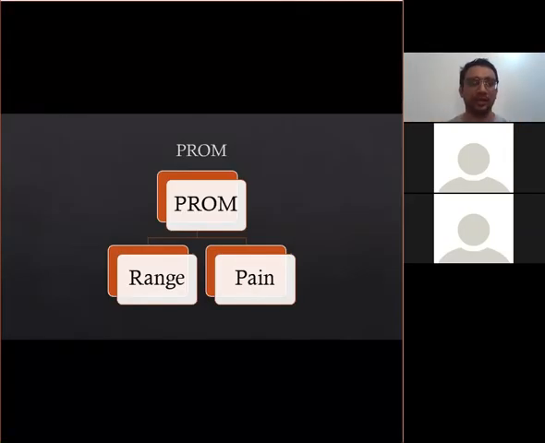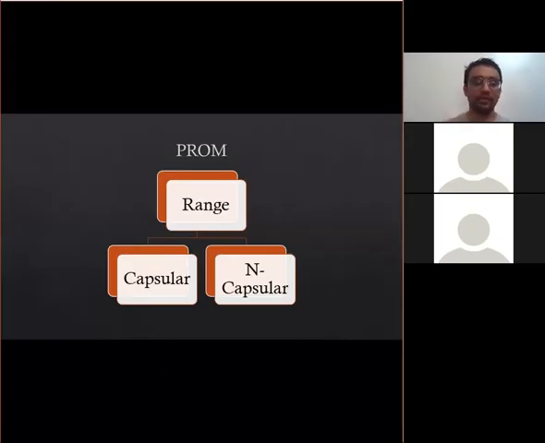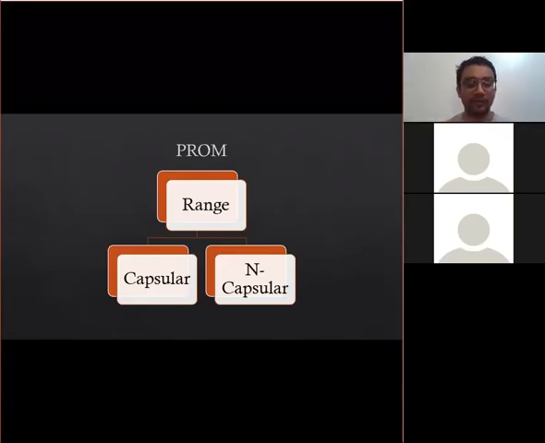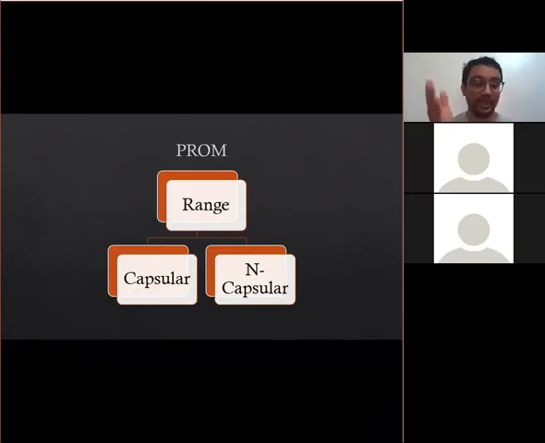How to tell if it is a capsule or non-capsule? There is again another system. If we follow it, we can tell right away. And we call that a pattern. When we do a passive range of motion in all planes, if we see a pattern, then we can narrow down whether the stiffness is coming from the capsule or not. If it is the capsule, then it is a capsular pattern. If it is not the capsule, then it is non-capsular.